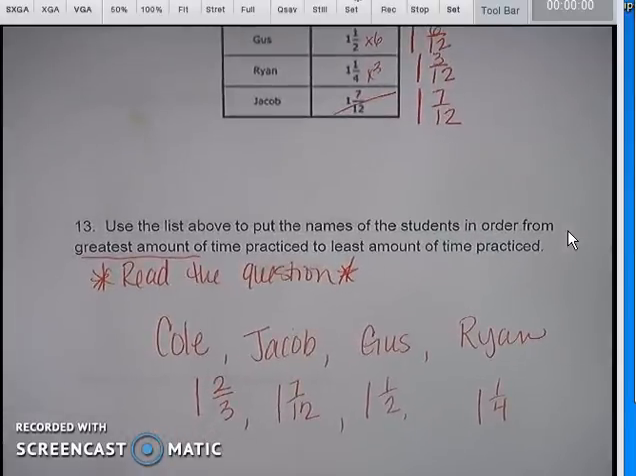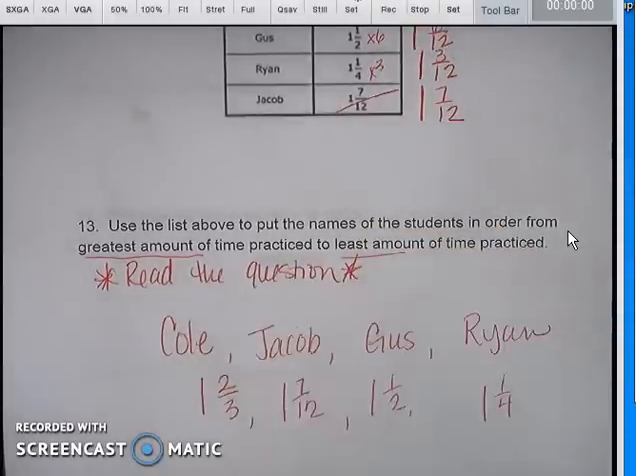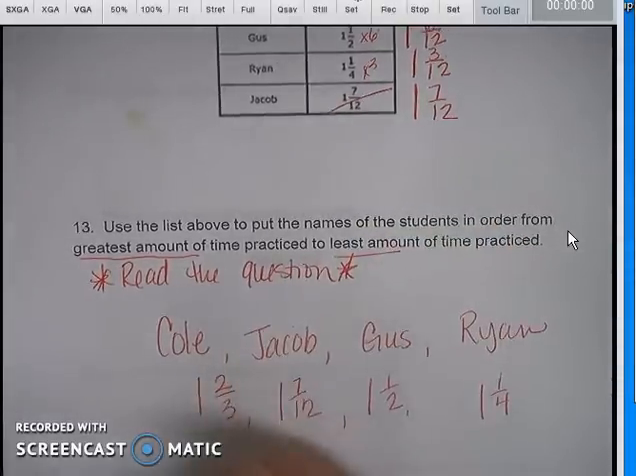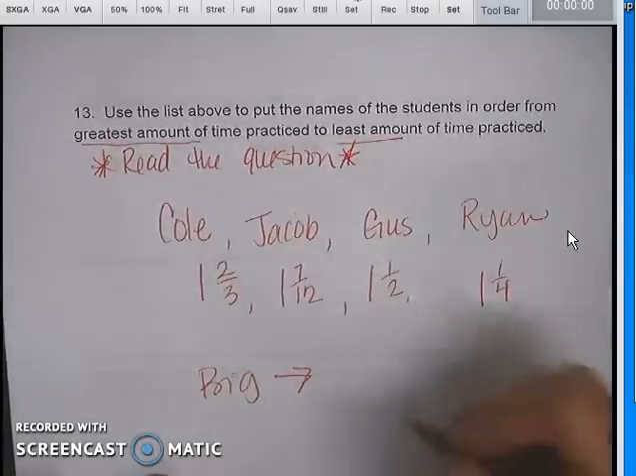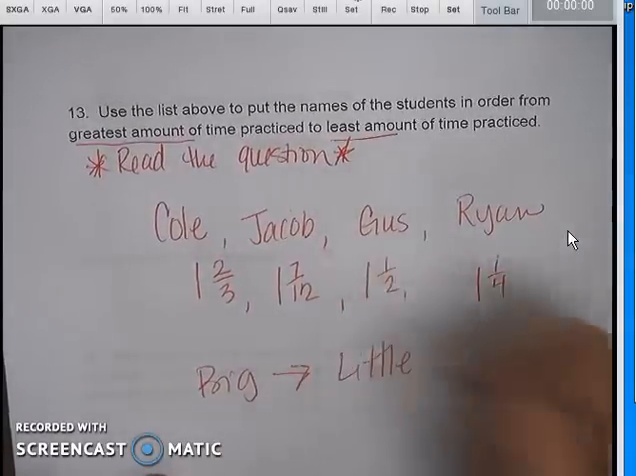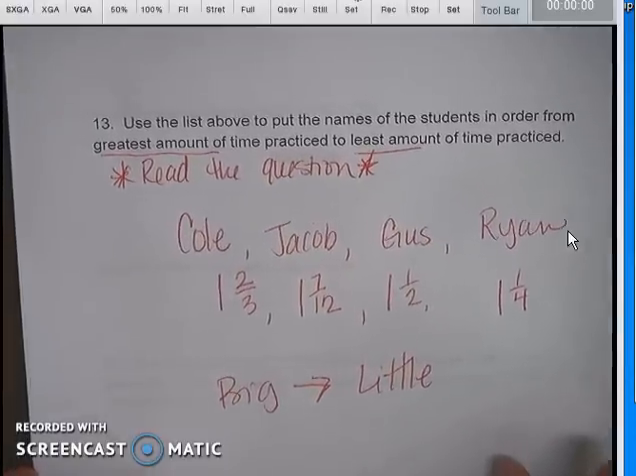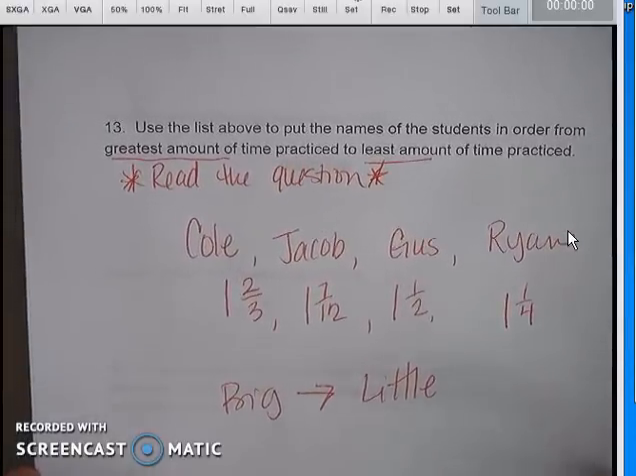Okay, so the best bet on this was to find a common denominator. Easy, you've been finding a common denominator forever. Find a common denominator, and this one said the greatest amount of time practice to the least amount of time practice. So this was big to little. Watch your question tomorrow though, or whenever you take the test, because I do not think it's the same.